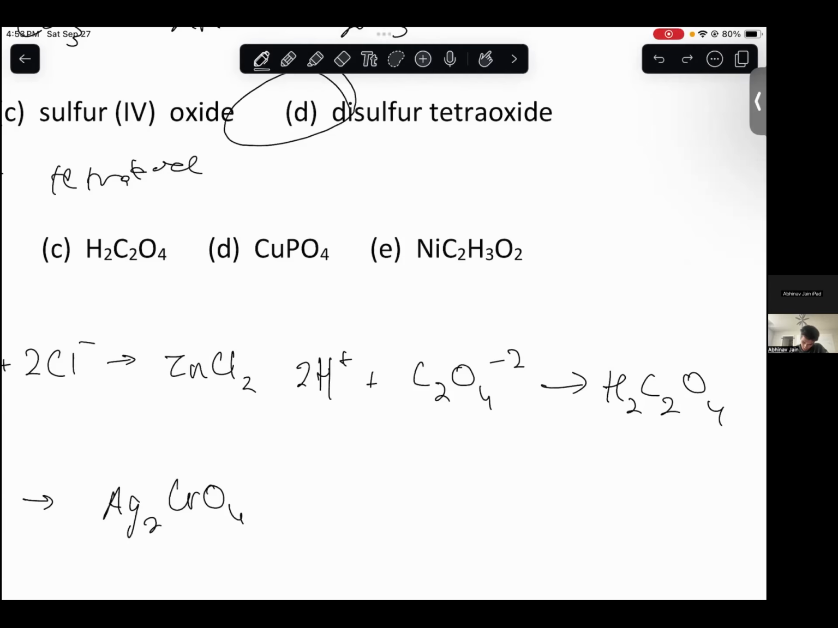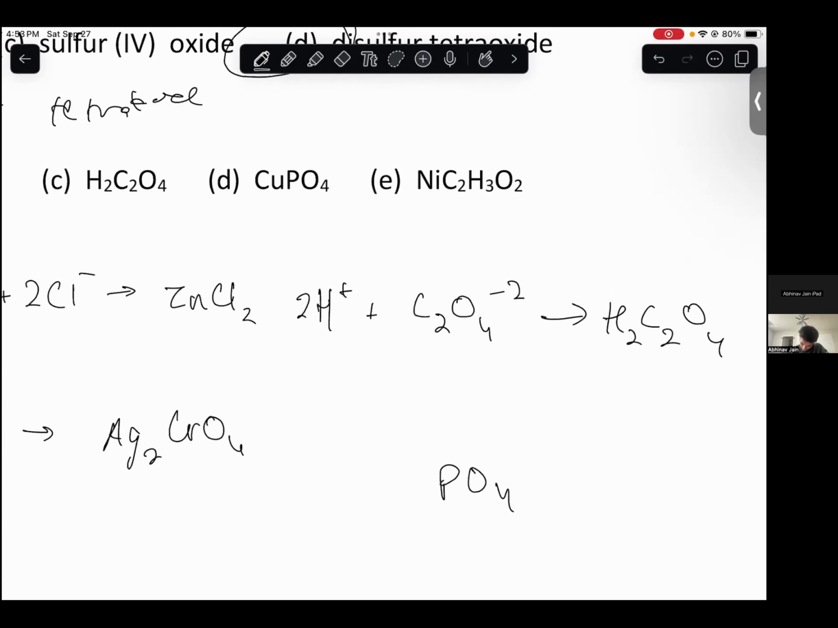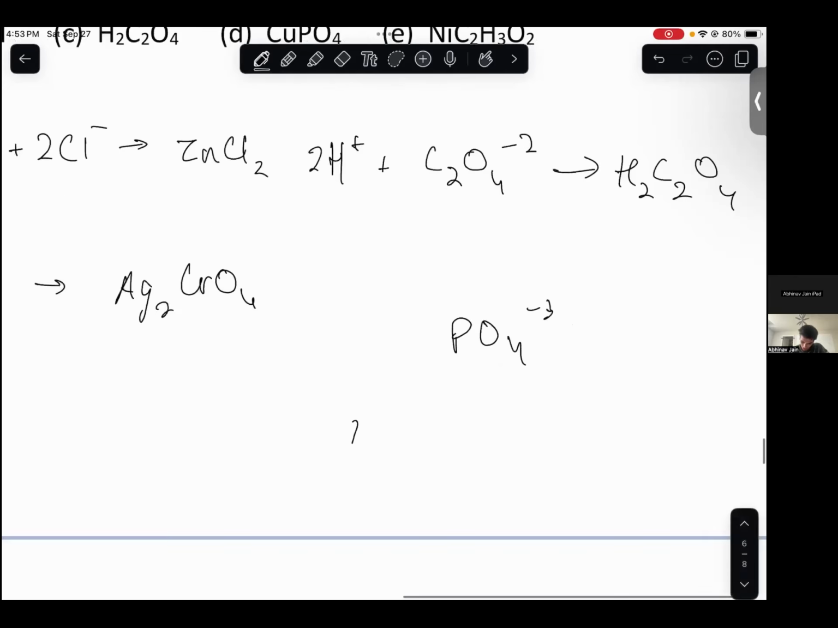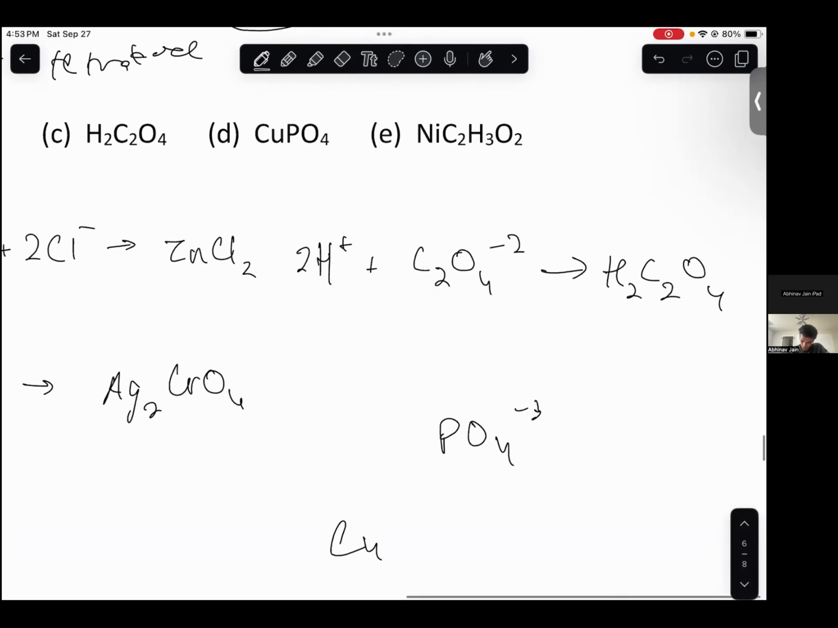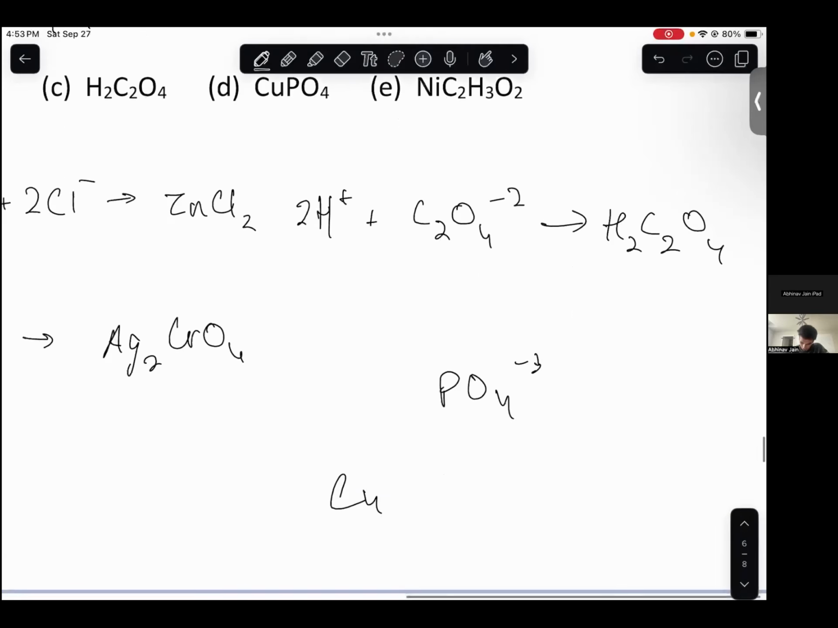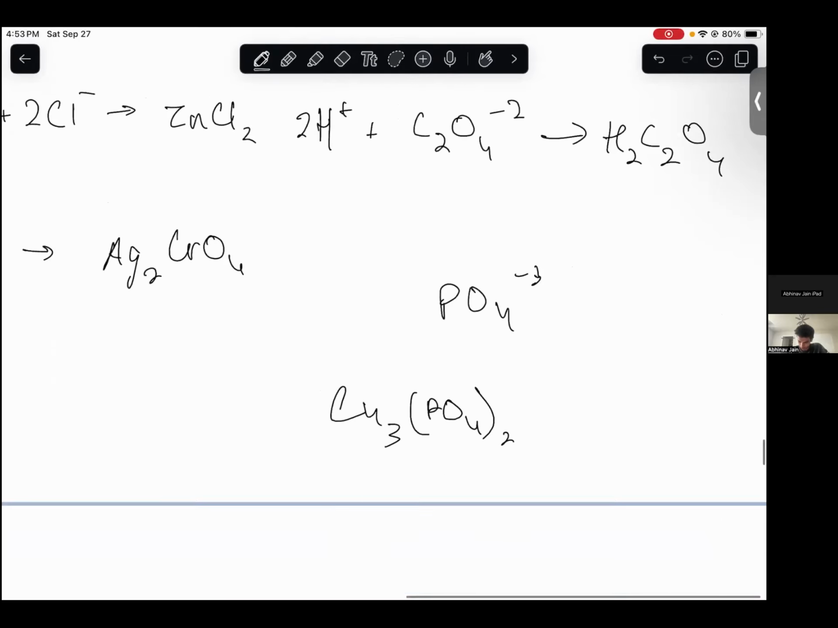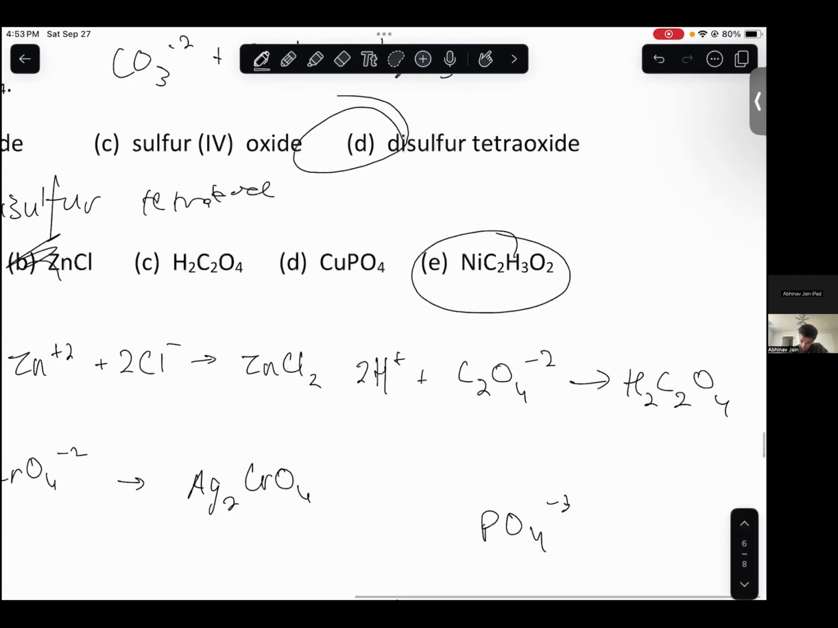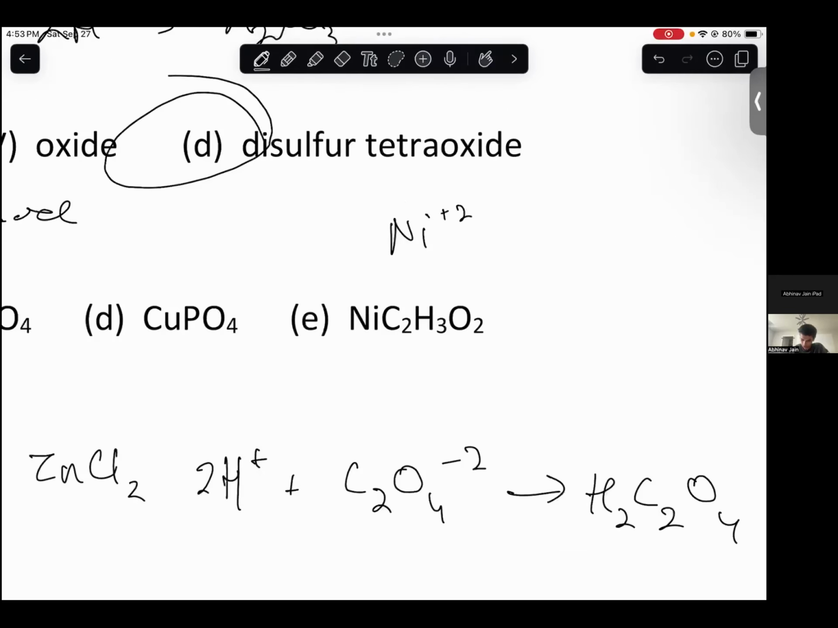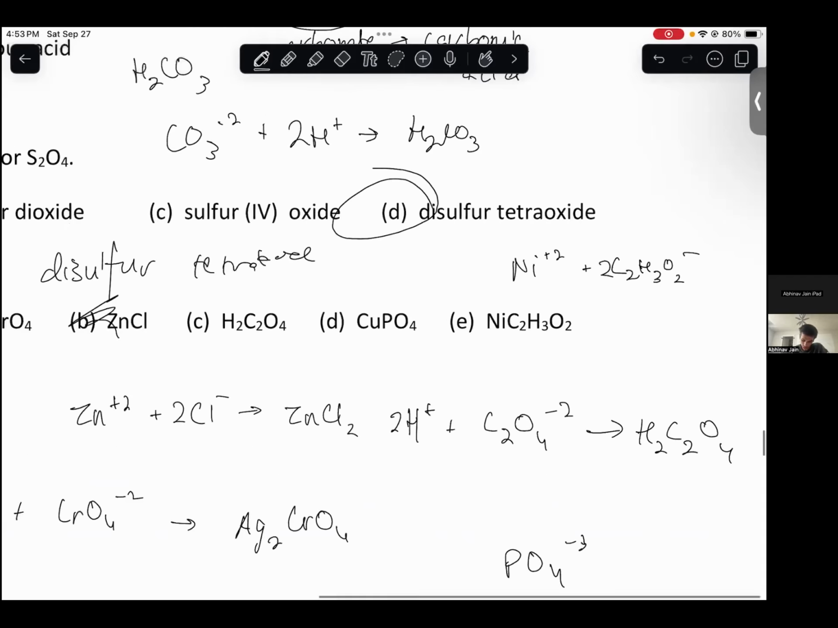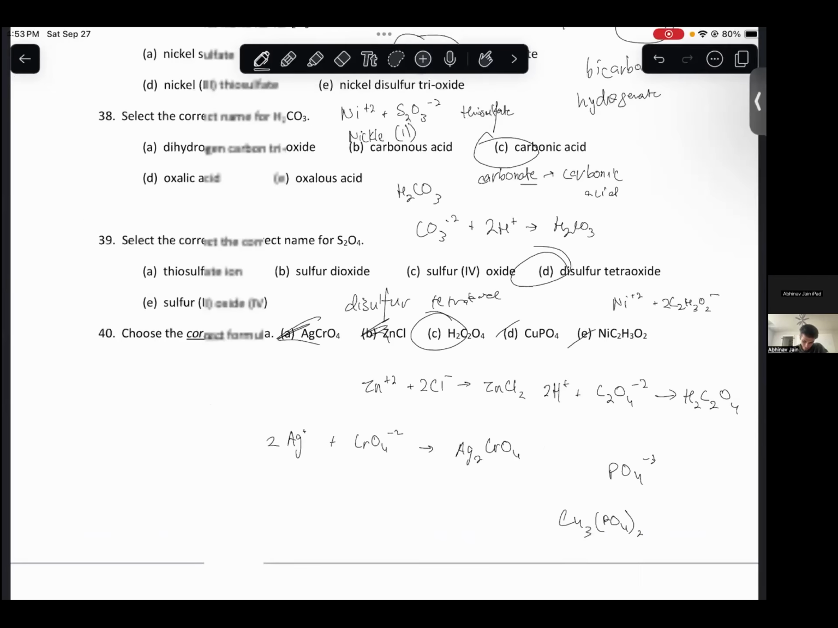CuPO4, this is wrong because PO4 is phosphate. That's going to be a -3 charge. And copper can't form +3 charges. It can only form +2 or +1. So it'd have to be something like Cu3(PO4)2. This would be copper(II) phosphate. This is wrong. Ni, because nickel cannot form +1 charges. So it'd have to be nickel +2 and then C2H3O2 minus and then two of them. And it'd be nickel and then two acetates. So E and D are wrong. This has to be C.